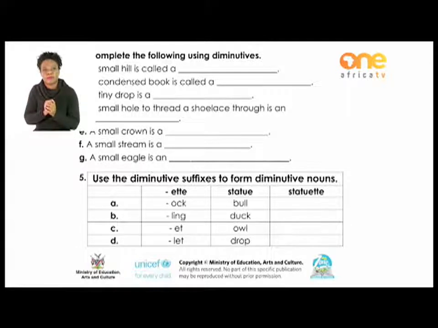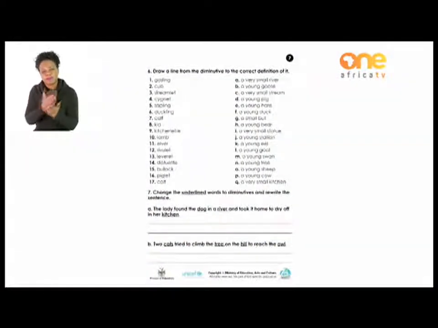Let's quickly turn to page 7, activity 6. Draw a line from the diminutive to the correct definition of it. On your left hand, we have diminutives, and on your right hand, you have the definitions. So I begin with A. Definition A says, a very small river. You go to your left side. If you look at number 12, it says rivulet. A very small river is a rivulet. So you join a very small river and rivulet.